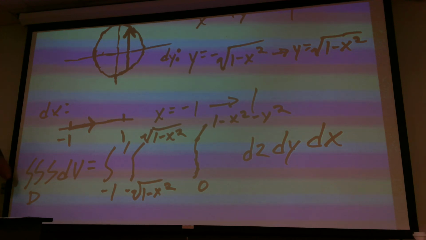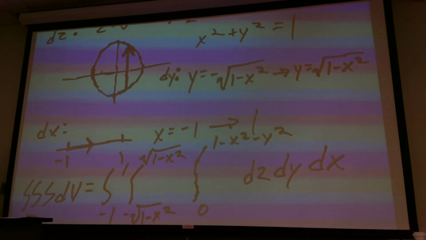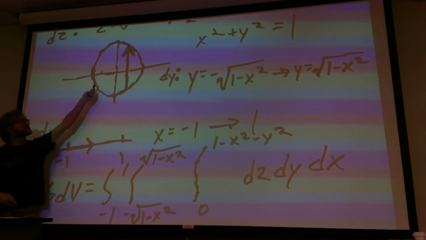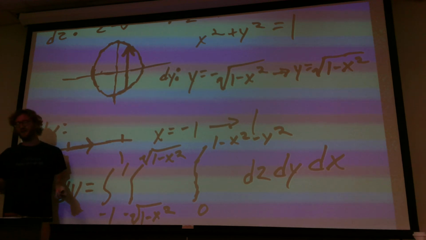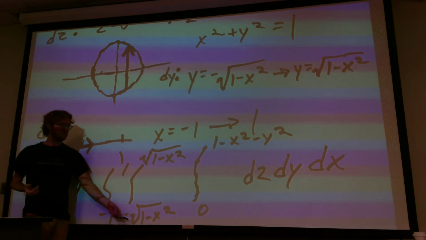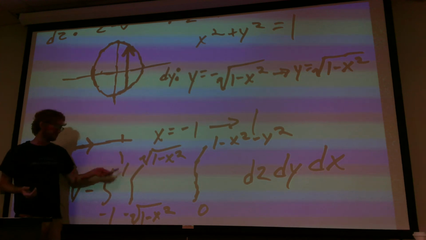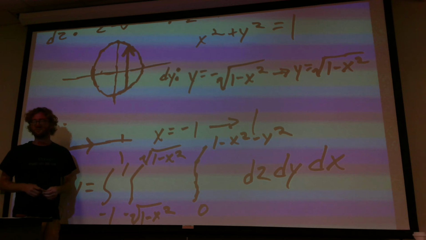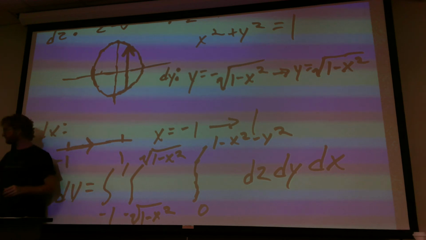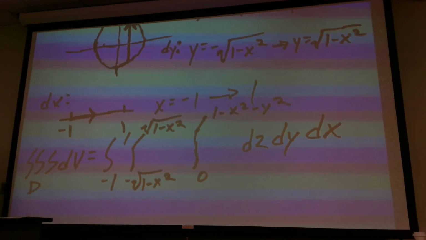And if you think about it, if you wanted to do this one right here in terms of x in this direction, what would really change? This would be negative square root of 1 minus y squared. That would be positive square root of 1 minus y squared. And this thing would still be negative 1 to 1. So you can go ahead and write that.